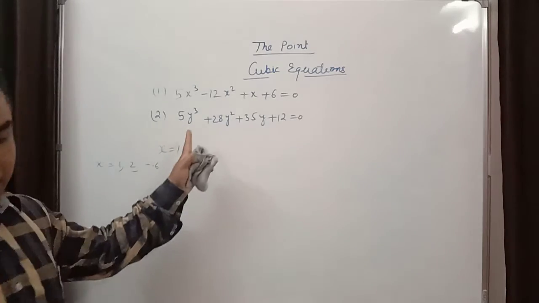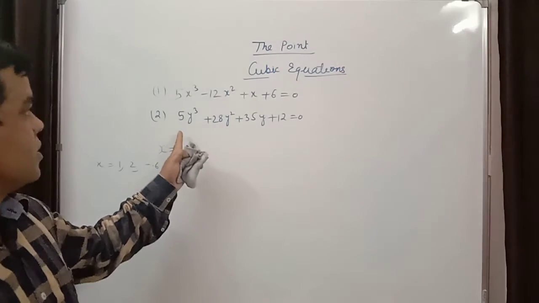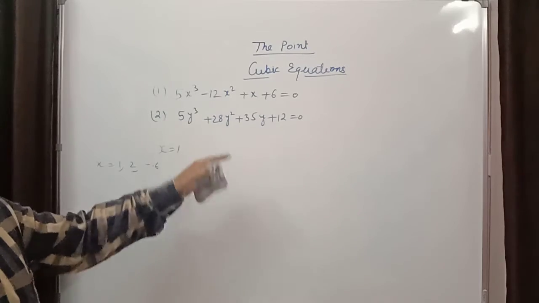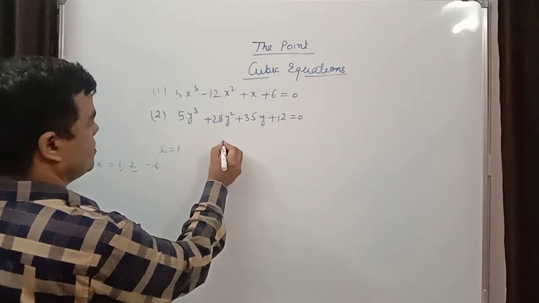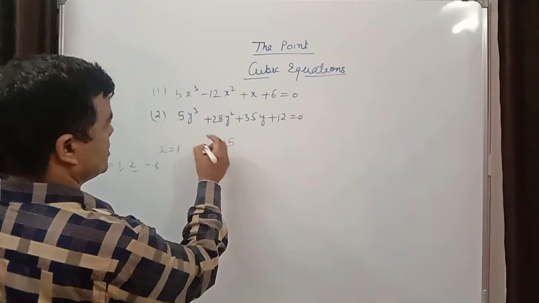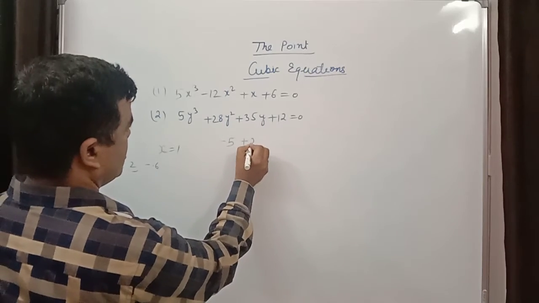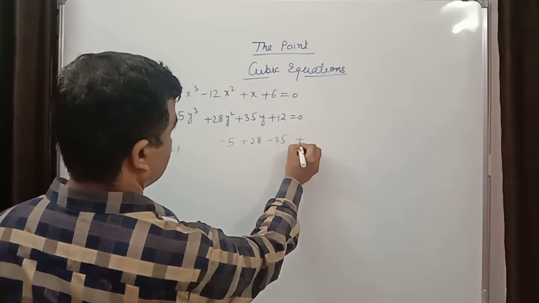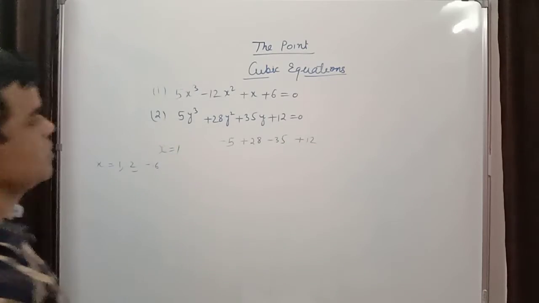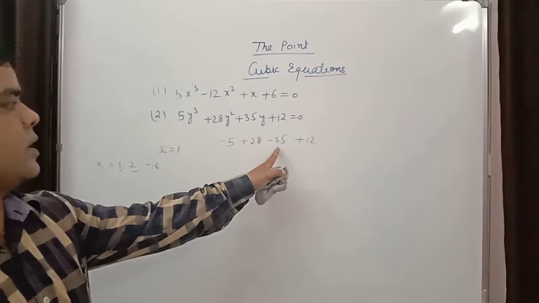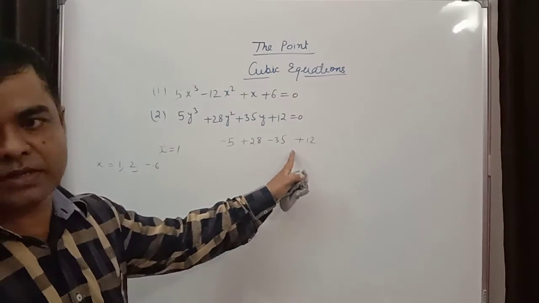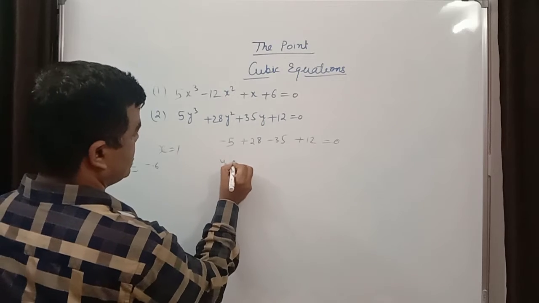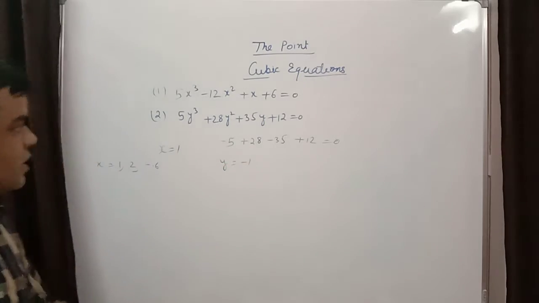Putting plus 1 will not help. I will put minus 1. So this will become minus 5 plus 28 minus 35 plus 12. Okay, so 35 plus 5 is 40, 28 plus 12 is 40, so it will become 0. So y is equal to minus 1 satisfied the equation.